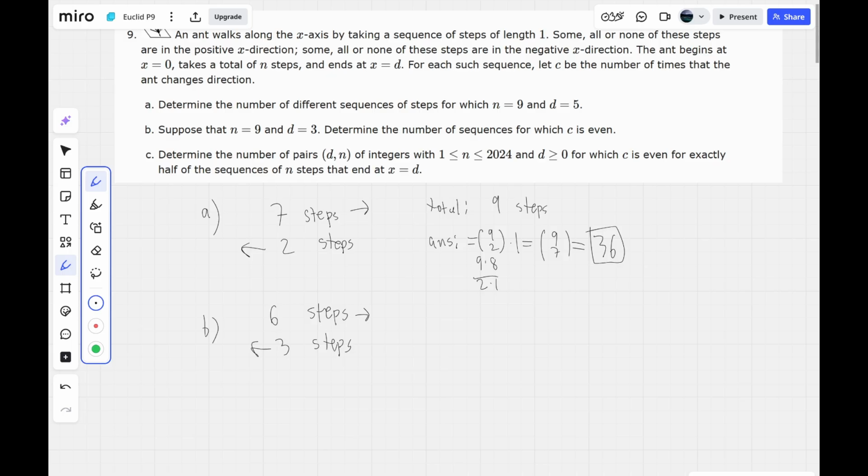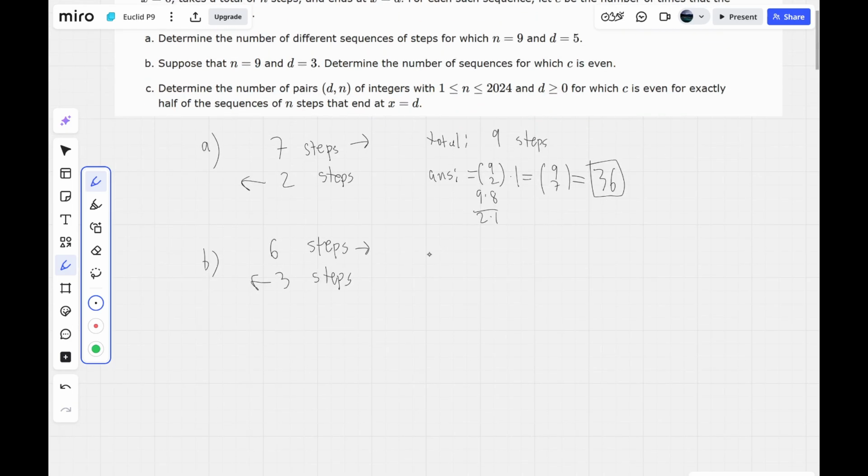So for C to be even, we just need to find the number of sequences where the first step and the last step have the same direction, right? For example, if you start right and then you change 3 times, that's not the same direction because you started right and ended left. So that's when C equals 3, that's bad. C equals 4, that's when you start right and end right, and that is good. Now we can split this into 2 cases. One case is when you start right and end right.